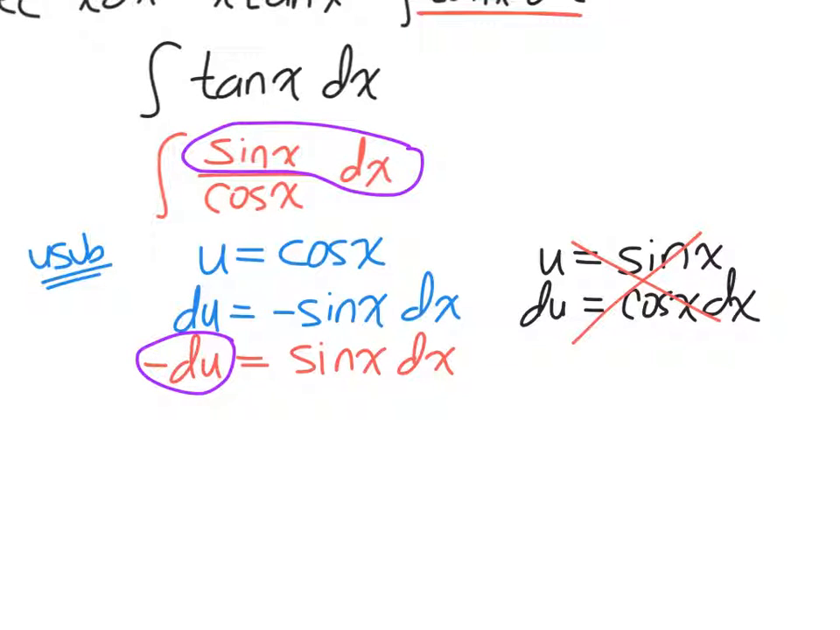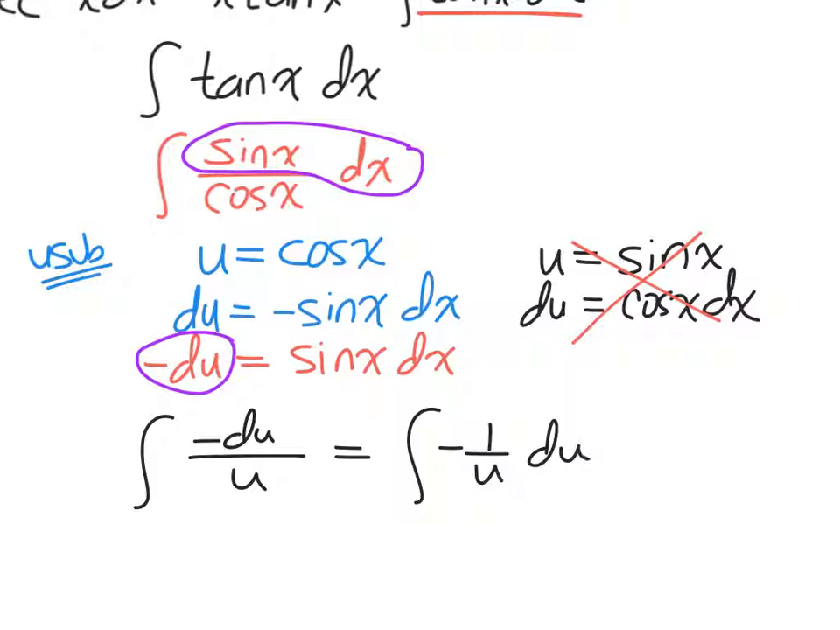I'm still hung up on my x ln x minus x blunder. It's in my head now. Negative 1 over u du. Sometimes we see what we want to see, I guess. All right, so antiderivative of negative 1 over u is what?